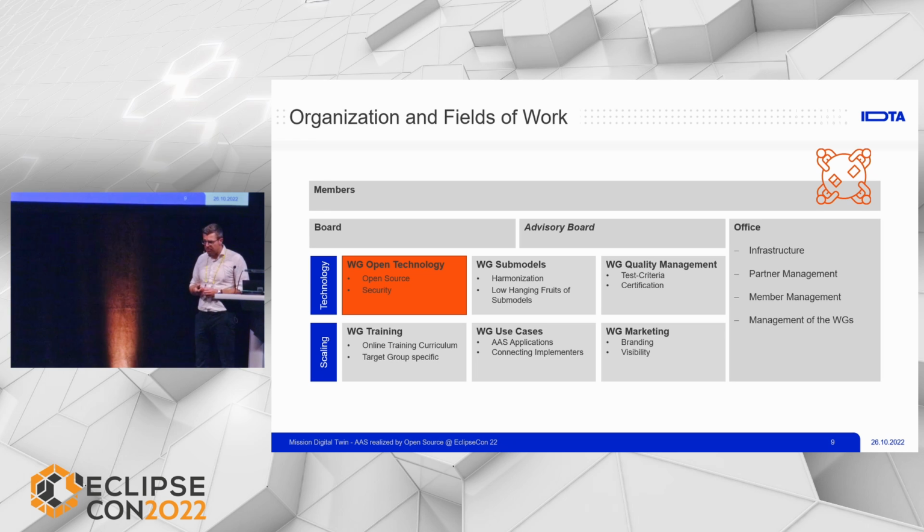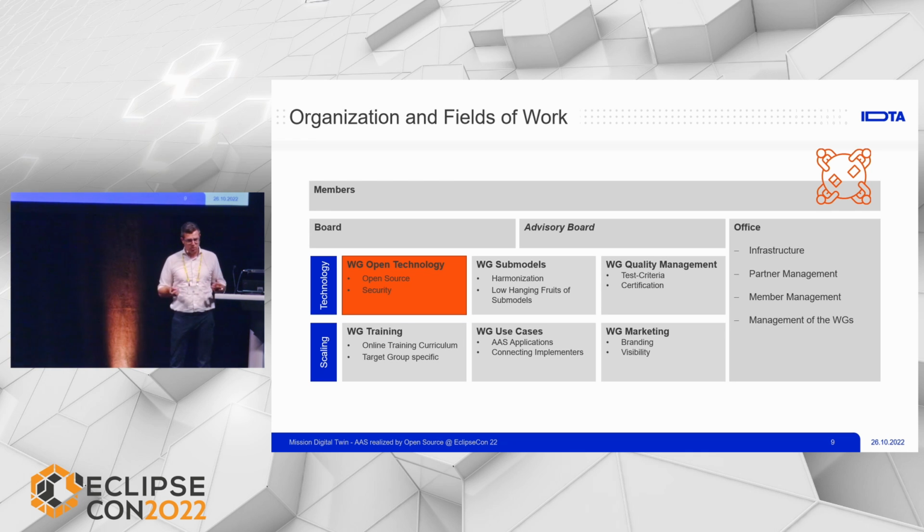Inside the IDTA, we have some working groups. You see a typical structure of an organization like this association. We have the members, we have a board, and we also have the office. I am from the office of the IDTA, and we are organizing 6 working groups. One working group is the Open Technology Working Group. This is the working group which is really relevant for the community here today at the Eclipse conference.